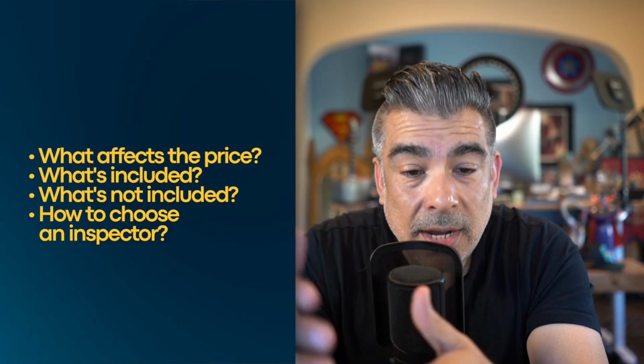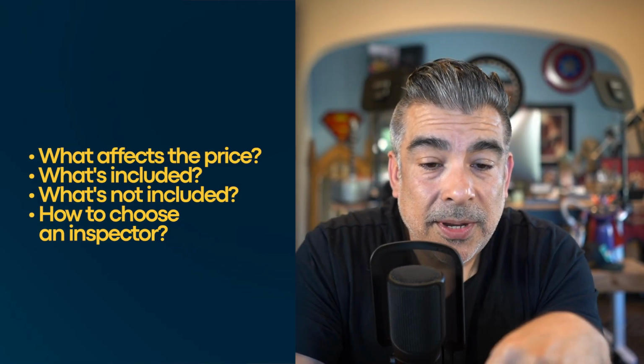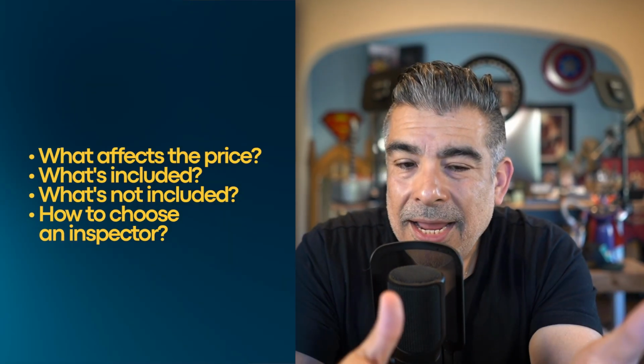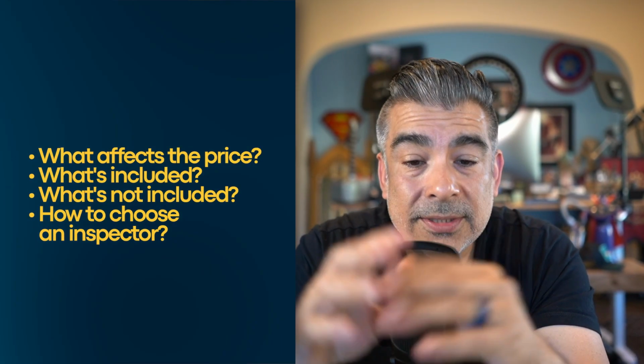Then expand it with bullet point details, right? What affects the price, what's included, what's not included, how to choose an inspector. Now, why does this work? AI grabs your short answers for quick responses, hence FAQ. Let me tell you, FAQ has been really good for us for blogs. Every single blog that you do, FAQ it. That means frequently asked questions. What are they? Spell them out and then answer them, right? That's the key. That's what you want to keep on doing.